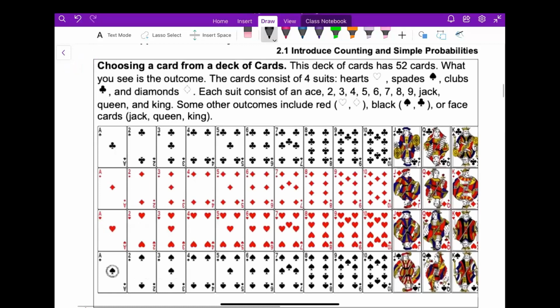Another common experiment is a deck of cards. This is important because I know El Paso tends to be mixed with our culture, and so you might not be familiar with our cards. So let's dig into the cards, and then you're going to try the question on your own. It says choosing a card from a deck of cards. So we have a deck of cards, and this deck of cards has 52 things total, 52 cards total.